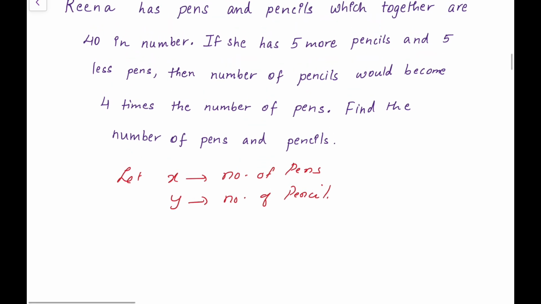Now what is it given? Reena has pens and pencils which together are 40 in number. So first equation is x plus y equal to 40. So this is equation 1.